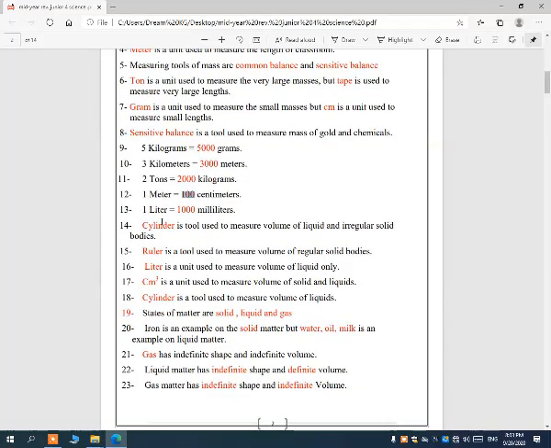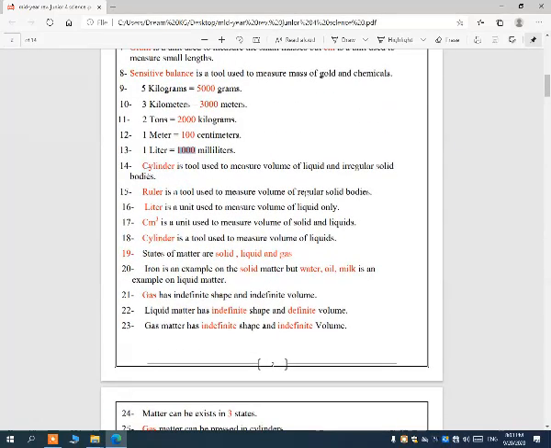Number 13. 1 liter equals 1,000 milliliter. We said it before. 1 liter equals 1,000 milliliter. Okay, let's go on to number 14.